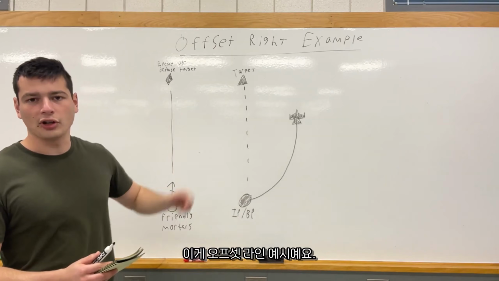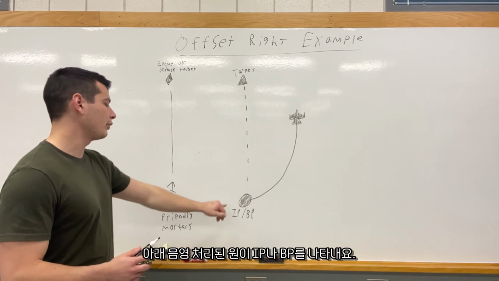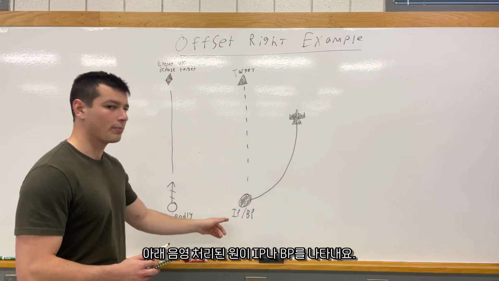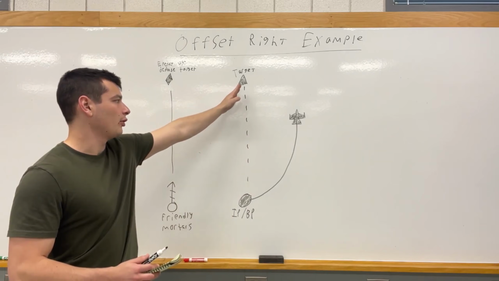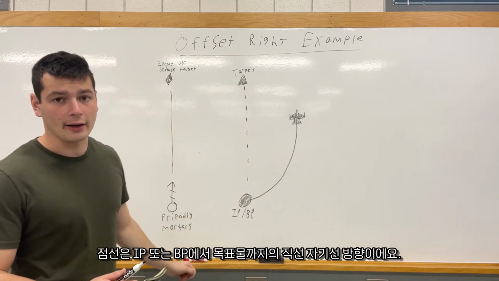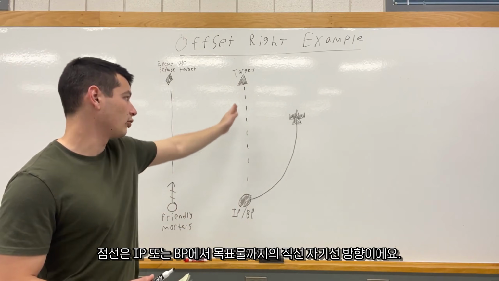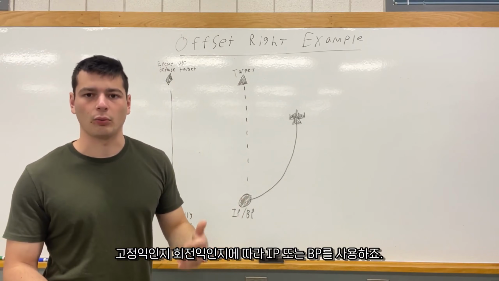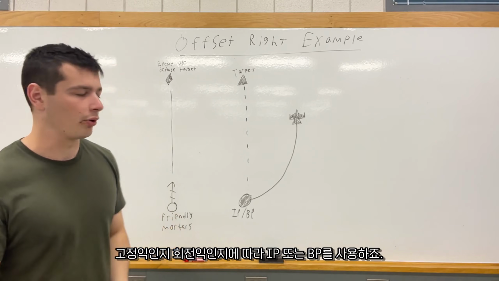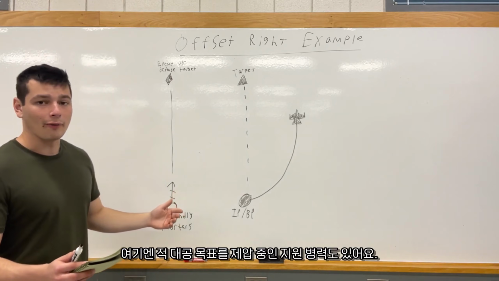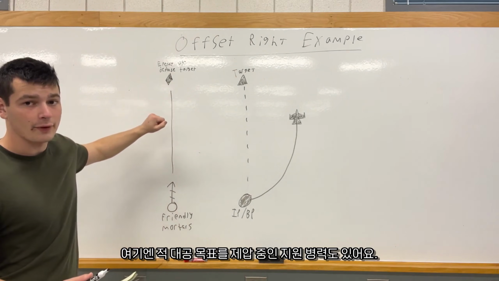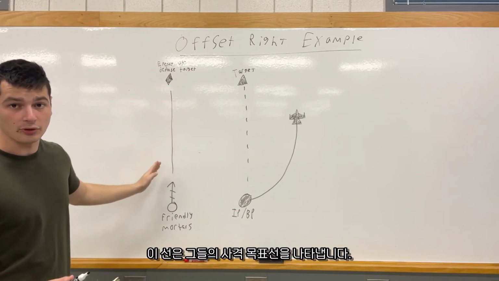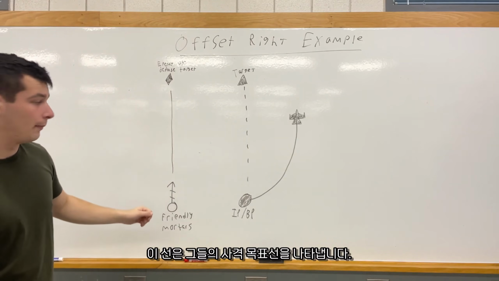So this is an example of offset right. Down here, the shaded circle represents our IP or BP, and up here, the shaded triangle represents our target. The dotted line is the straight magnetic heading from our IP or BP to the target. Again, IP or BP depending on whether we have fixed wing or rotary wing. However, over here, we have some motivated tube strokers suppressing an enemy air defense target. And this line represents their gun target line.